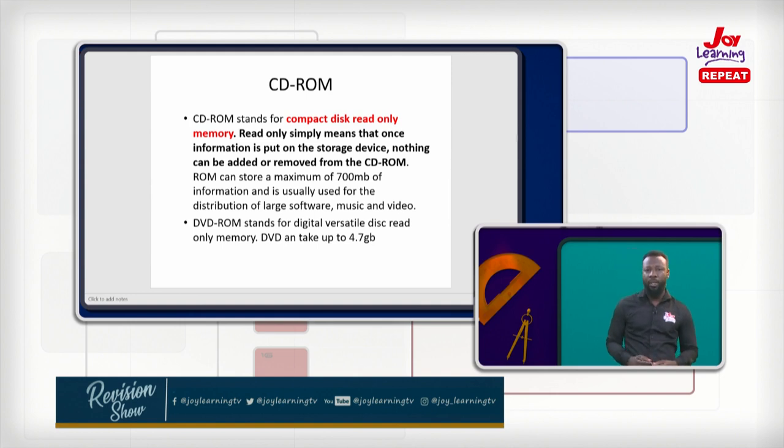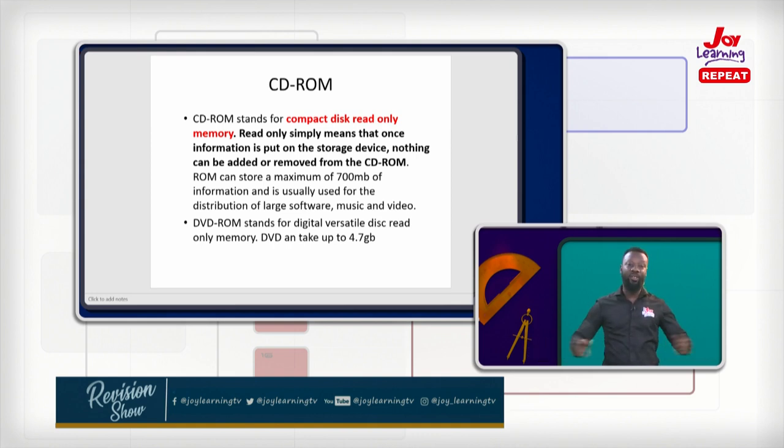Now, the CD-ROM comes with a maximum storage of 700 megabytes. Then we have the DVD-ROM, which is similar to the CD-ROM, but this time it is the digital video disc or digital versatile disc, however you put it, because the information on the internet is vast and everybody's calling it a different name, but I prefer we call it a digital video disc. Now, it can store a maximum of 4.7 gigabytes.